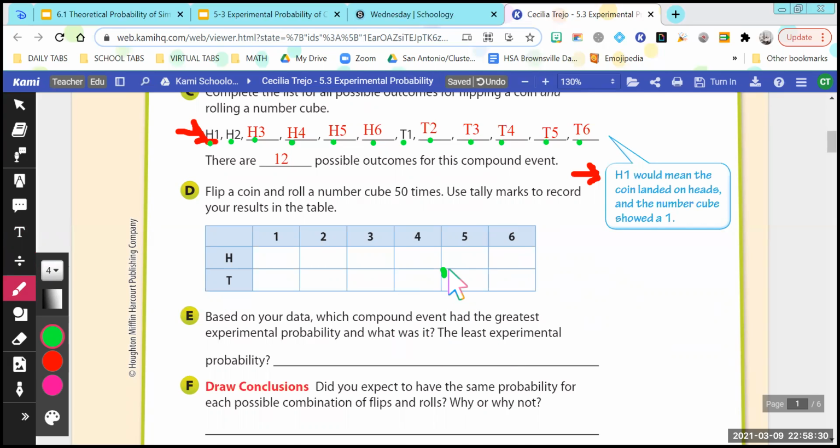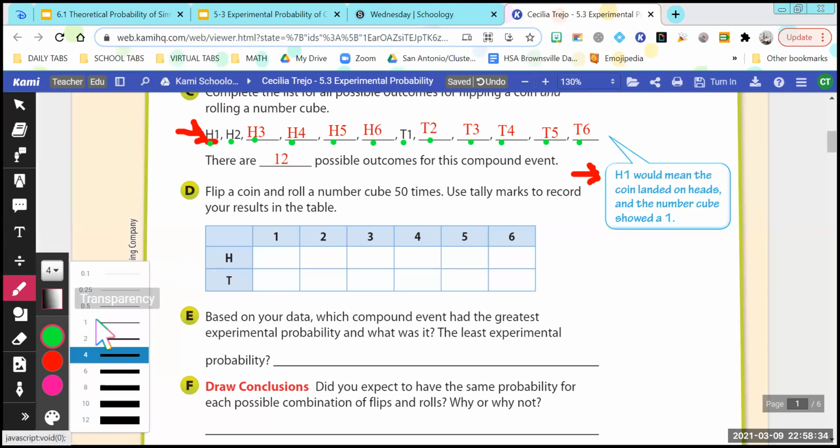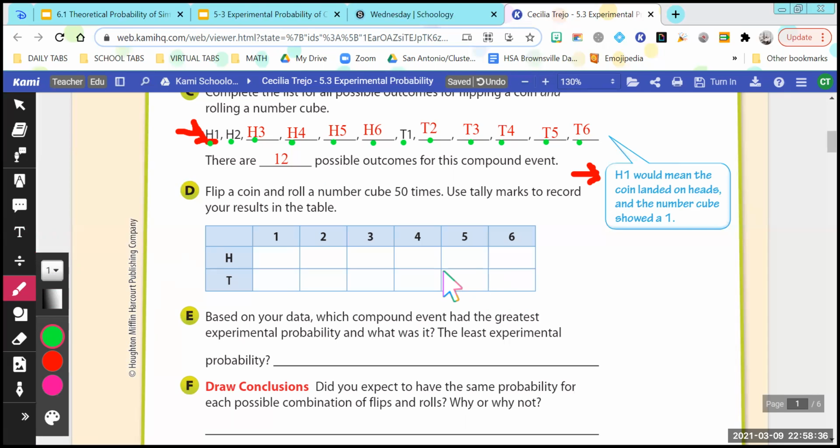I probably wouldn't make it as thick. I would make it a lot thinner, because that's a really thick one, boom, right? And then let's say I did it again and I landed on H3, put another tally, and so on and so forth. Do that 50 times. And letter E, which event had the greatest experimental probability? Like which one had the most tallies, and which one was it? What was that event? And then which one had the least amount of tallies, and which event was that, okay?